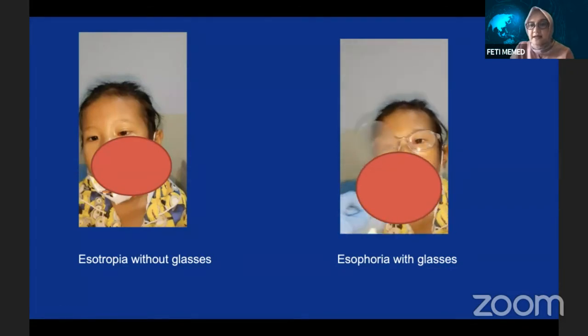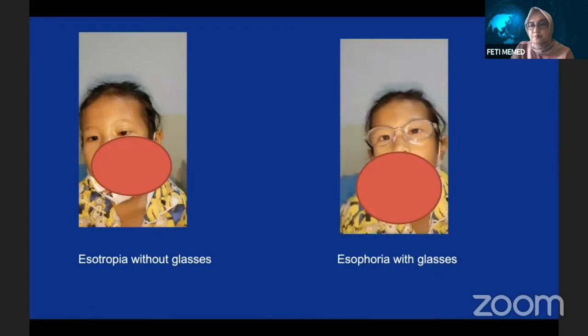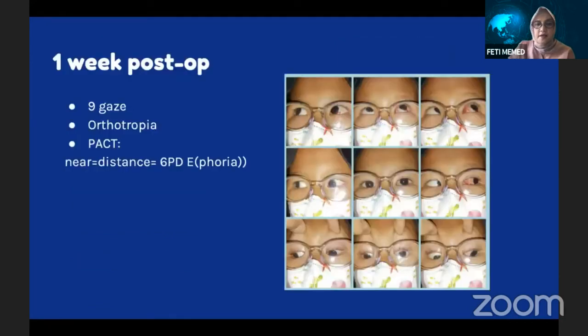On cover test there is movement, but on cover test with no movement. And this is 1 week post-operative with orthotropia. In the prism alternate cover test, near and distance still had 6 prism diopters of esophoria.